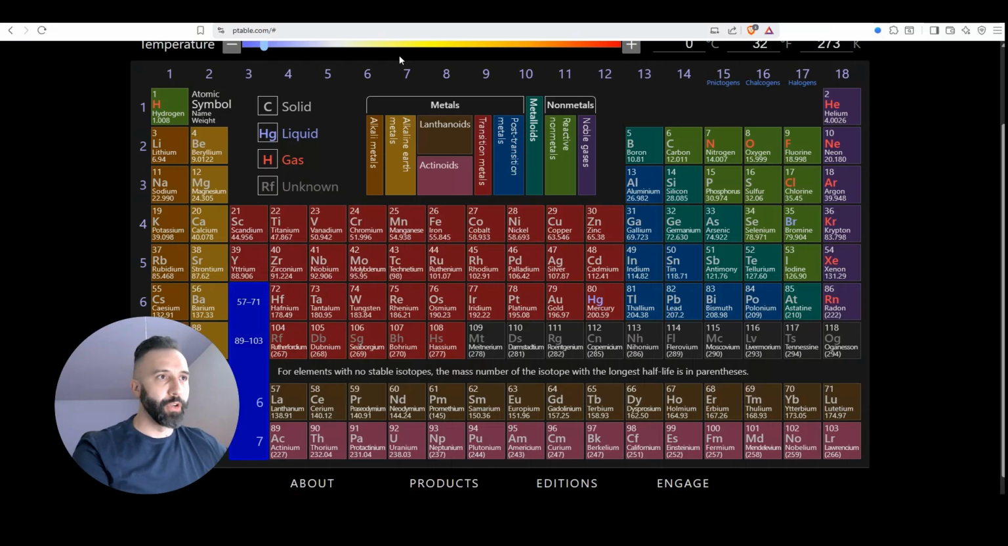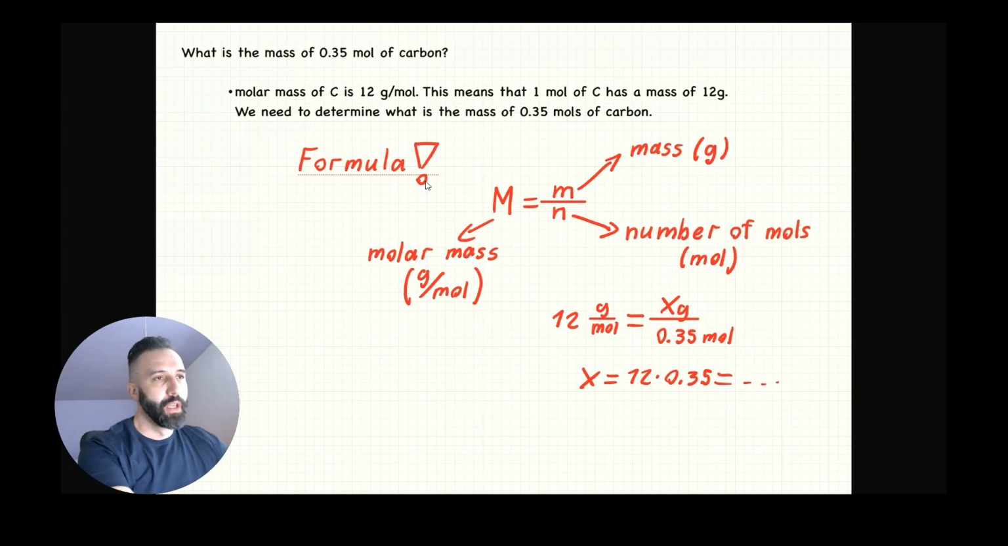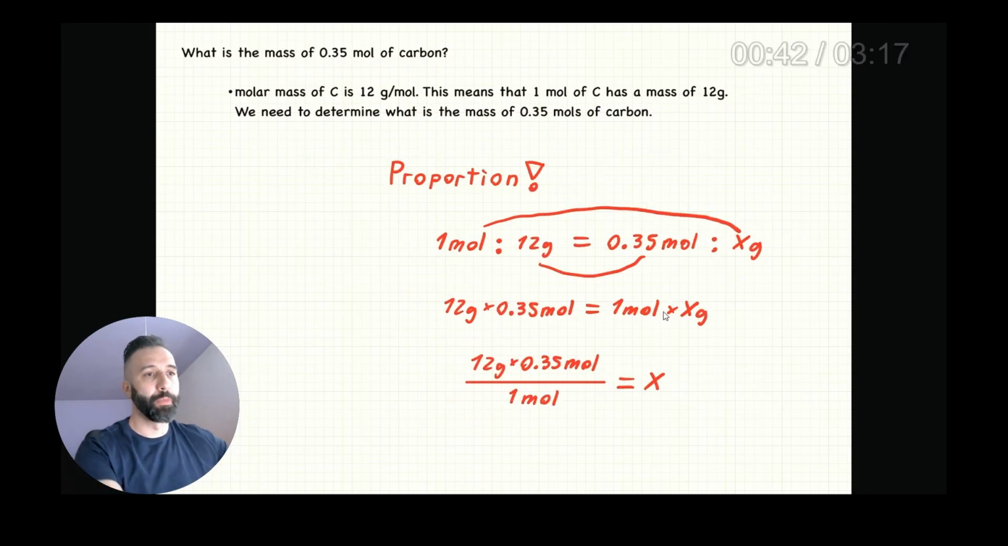Remember, you can always check the periodic table and see that 1 mole of carbon is 12 grams, right? So this is the formula for molar mass. Molar mass equals mass divided by number of moles, and molar mass is in grams per mole. So in the periodic table, you will find that the molar mass of carbon is 12 grams per mole, right? And you have in the question itself that there are 0.35 moles of this, and you can simply calculate the mass from that, right? There is another way, and that is proportions.